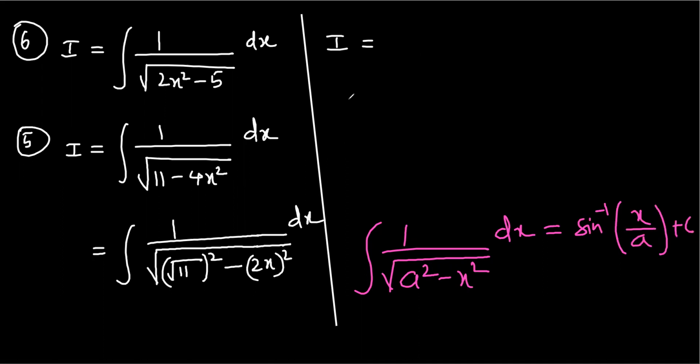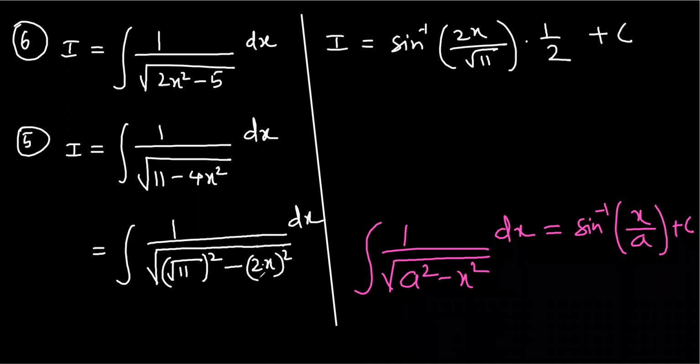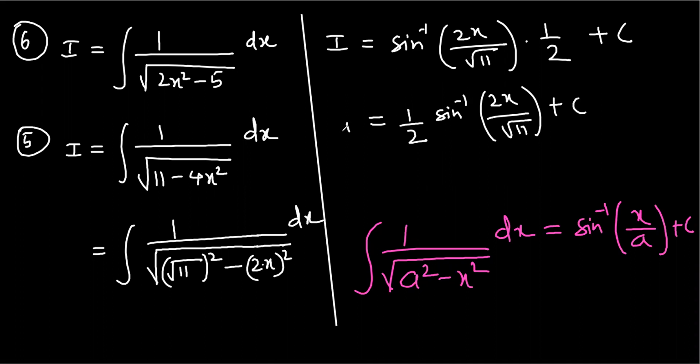So by this, what would we write? We will write sine inverse of 2x upon root 11 and into 1 upon 2. Into 1 upon 2. Why this 1 upon 2, students? Because x coefficient is 2. That's why we need to divide by 2. So the final answer here is 1 over 2 sine inverse of 2x upon root 11 plus c. This is answer. Okay, I hope you all have understood.